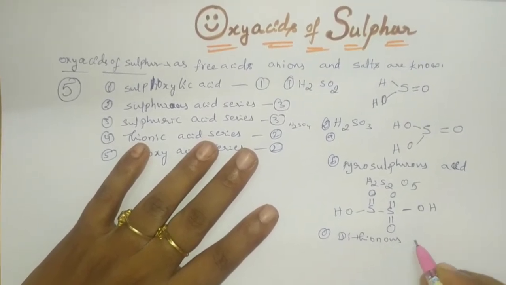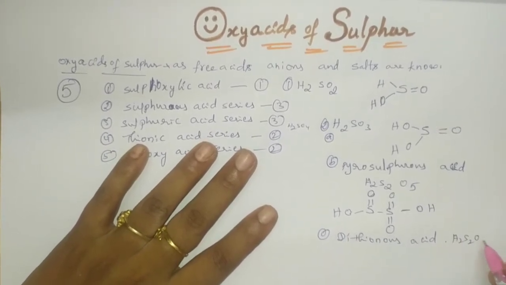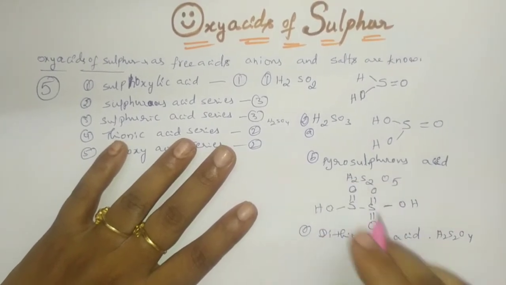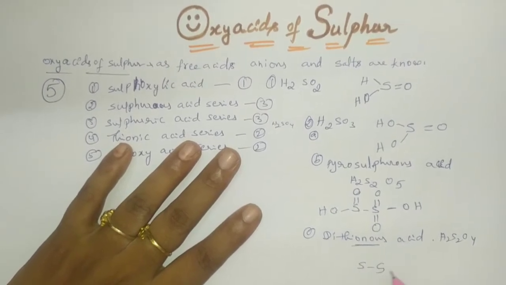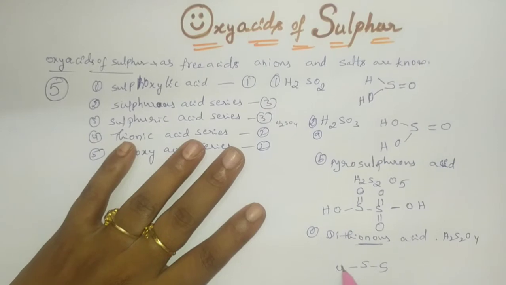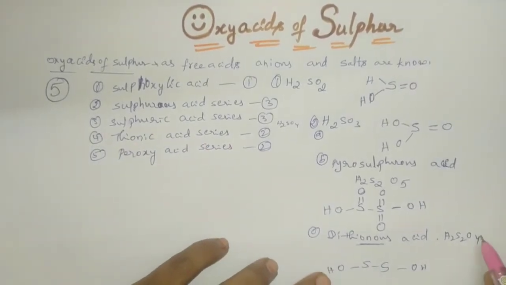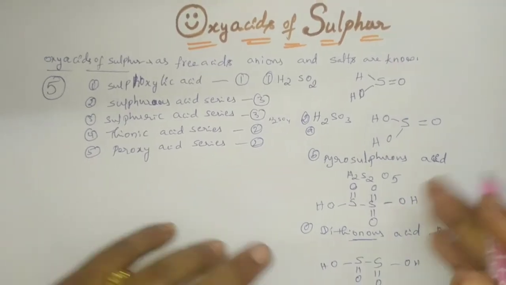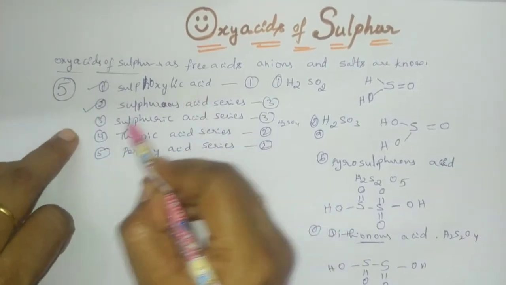Next, C is dithionous acid. Its formula is H2S2O4. Thionous means a sulfur linkage will be there. H2 means OH. 2 hydrogens are completed, 2 oxygens also completed, remaining 2 oxygens like this. This sulfur has 4 bonds and this sulfur also has 4 bonds. That means the sulphurous acid series is completed, and sulfoxylic acid also completed.